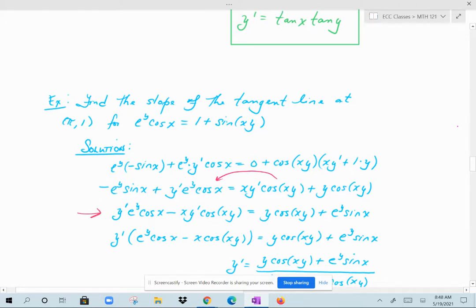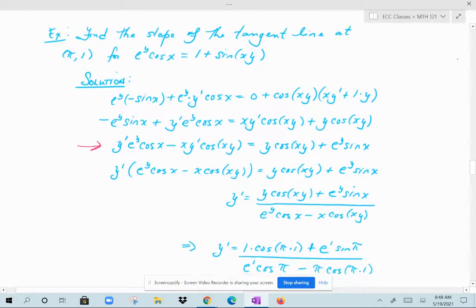on the next line, leaving me with y prime e to the y cosine of x minus x y prime cosine of xy equals y cosine of xy, and here's the one I added over, e to the y sine of x. Then factor out a y prime. Remember, that's what we need to isolate, so we need just one of them. So that leaves me with y prime times the expression inside the parentheses, and the right side didn't change at all. Now that expression in the parentheses gets divided so that my y prime is alone, and I'm left with this as my answer for y prime.